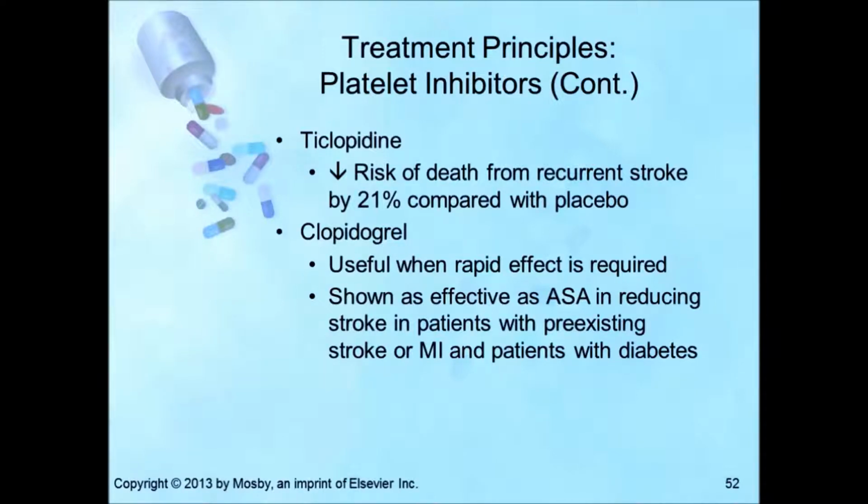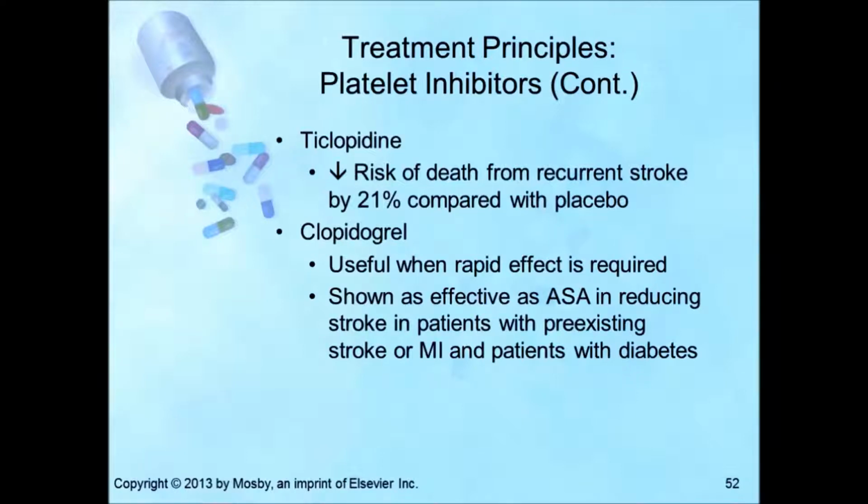Plavix is an antiplatelet agent that is used when a rapid effect is required. It has been shown to be as effective as aspirin in reducing stroke in patients with pre-existing stroke or MI and in persons with diabetes. It's given with aspirin to patients undergoing coronary stent implantation or angioplasty for prevention of acute and intermediate thrombotic complications. Diarrhea and rash are the most common side effects but occur less often than with the other drugs. Resistance to antiplatelet agents has been reported, therefore an expanded role for the combination of aspirin and Plavix in high-risk patients should be considered.